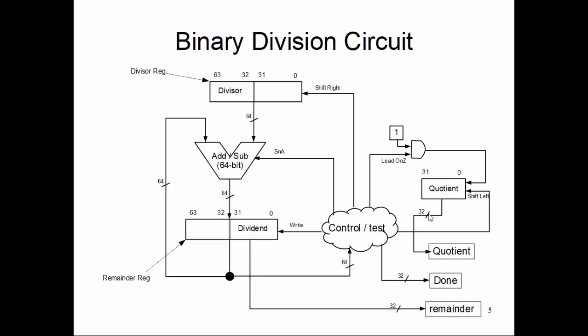And of course, this controller has a done signal, so that the external world knows when I started this division and when it is done. After that, they will pick up the result: the quotient from the quotient register and the remainder from the lower half of the remainder register.